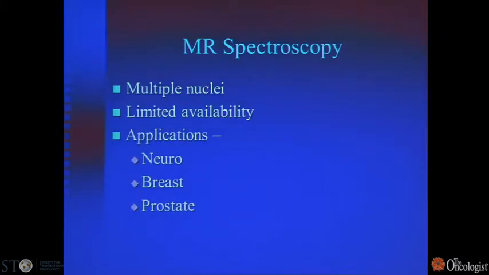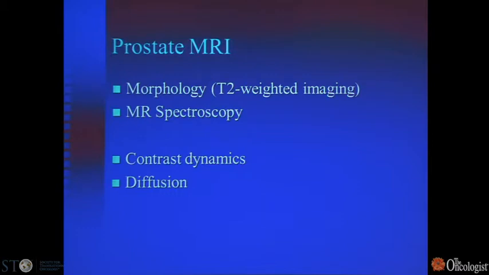We're going to move on to MR spectroscopy. Obviously, in imaging, we focus on proton spectroscopy, although other techniques such as phosphorus spectroscopy exist. MR spectroscopy has a limited availability as compared to imaging in general, but there are applications in neuro, breast, and prostate. And I'll be showing examples from prostate MR. In prostate MR, we focus on T2-weighted or fluid-sensitive imaging for anatomic imaging. We can use MR spectroscopy, and we're going to look at the spectroscopic signature of prostate cancer. And also there will be a couple images taking a look at contrast dynamics and the contribution of diffusion.